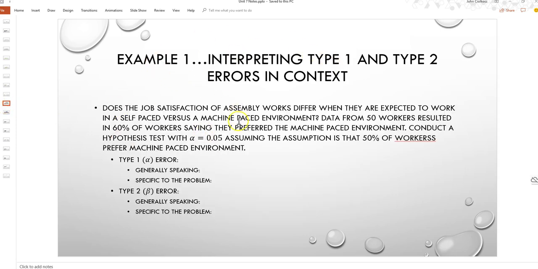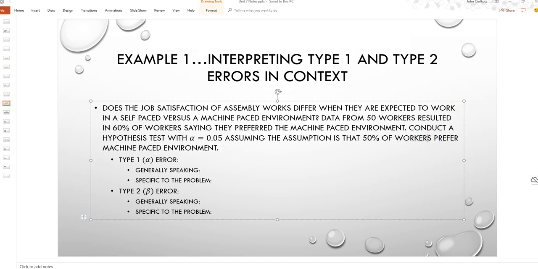All right, let's try to interpret type 1 and type 2 errors, both generally speaking and in context of the problem. Here's our scenario. Let's take a second here, read through this, and we'll read through it together. Okay, so we have: does the job satisfaction of assembly workers differ when they are expected to work in a self-paced versus a machine-paced environment? A little typo here. There we go.